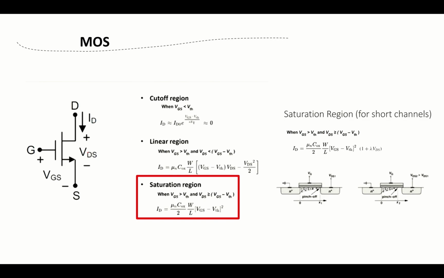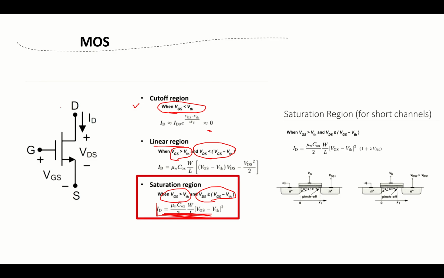More details for the MOS. We see we have the cutoff region: VGS smaller than VTH, current is almost 0. Linear region: VGS is larger than VTH, but VDS is smaller than V overdrive. And that is the one we're focusing on more: VGS larger than VTH, but VDS is also larger than V overdrive. So here are the general equations without counting the channel length modulation.